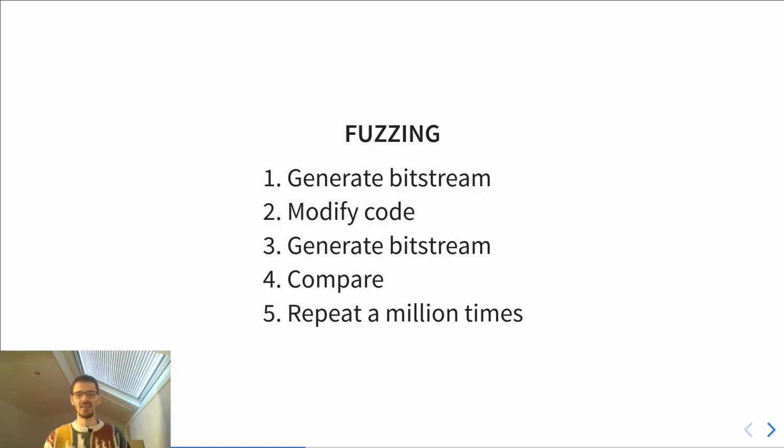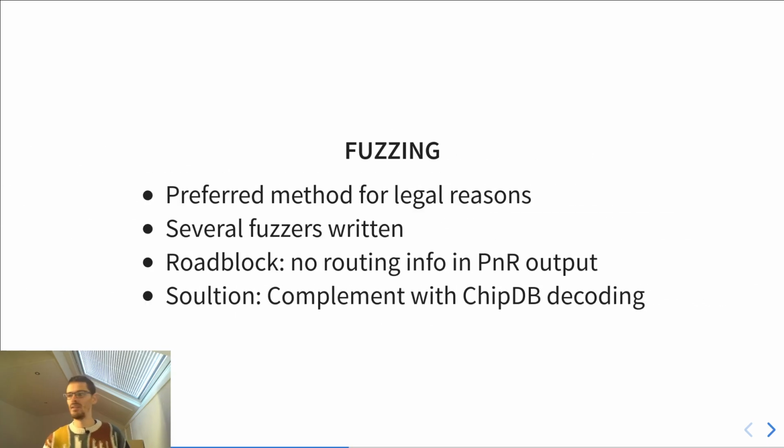Of course, changing a single bit and then describing the meaning of this bit is where the hard part is. But yeah, fuzzing is the preferred method for documenting an FPGA bit stream, because you're not digging too deep into the vendor tools. So for this project I wrote several, starting from really simple bash scripts that just ran the tools to a more advanced Python program that tried to combine several different runs together.